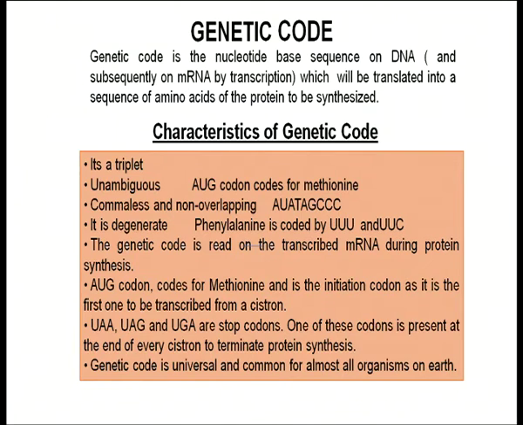Now this genetic code is read on the transcribed messenger RNA during protein synthesis. The sequence of the bases on the messenger RNA will ultimately determine the sequence of amino acids in the protein. AUG is always the initiation codon and it codes for methionine. So whenever protein synthesis takes place, the first codon that initiates the protein synthesis is always AUG.